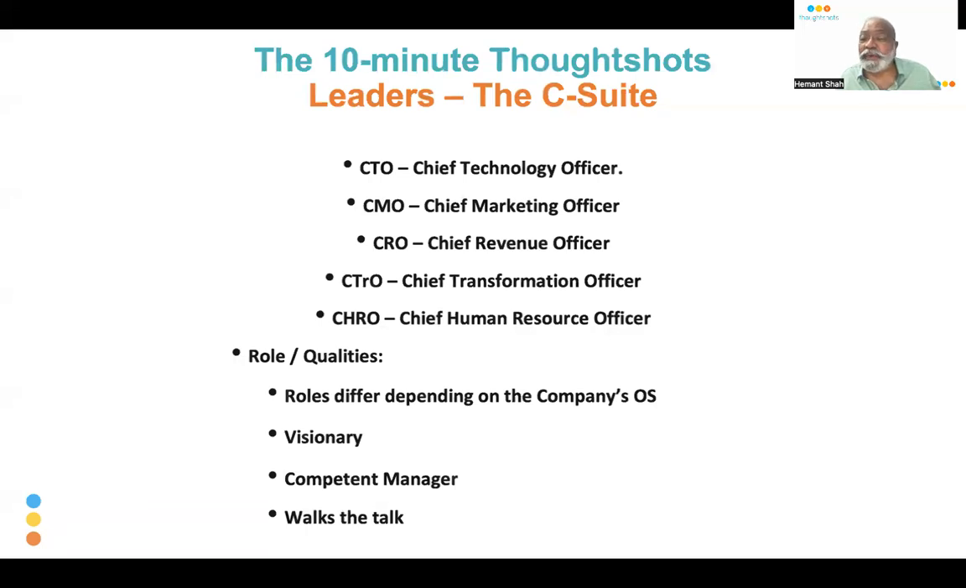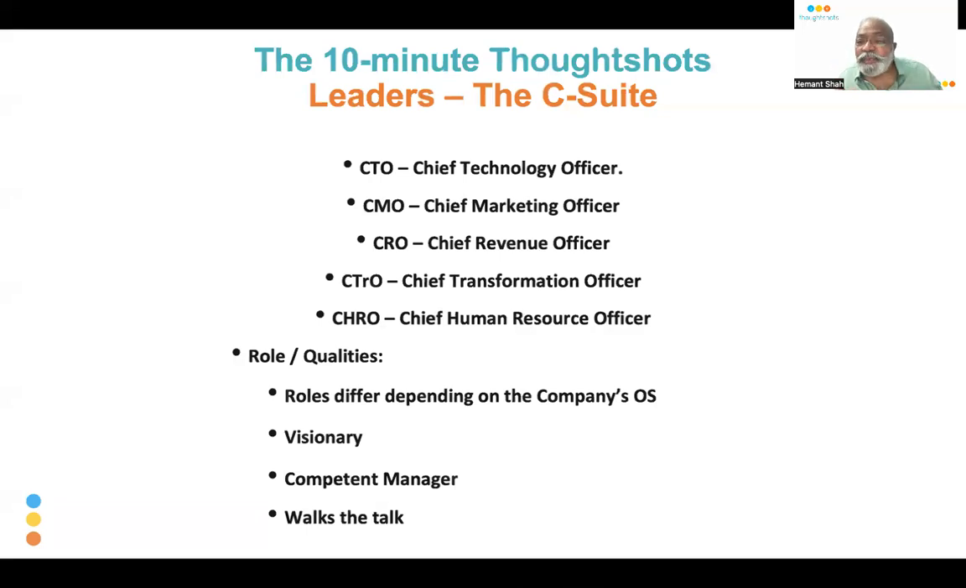And then you have the CHRO, who is the Chief Human Resource Officer. That again is very critical because now it's not just about having employees and developing their skills. It's now about having employees for whom you have to design a career growth, for whom you have to make sure that their progress happens, that their skills are upgraded in every which way that the organization needs. And therefore, the Chief Human Resource Officer is very critical. Again, this person has to be a visionary. He has to be a competent manager, and he has to walk the talk. These are common qualities that are required in any C-suite member.